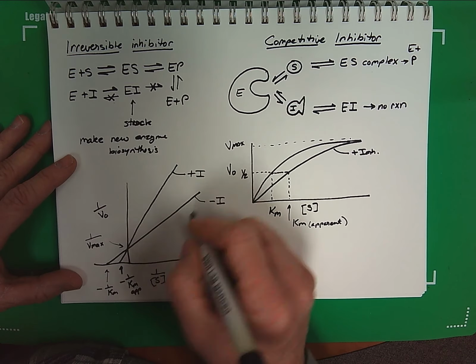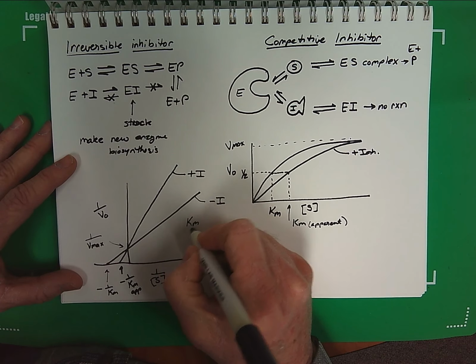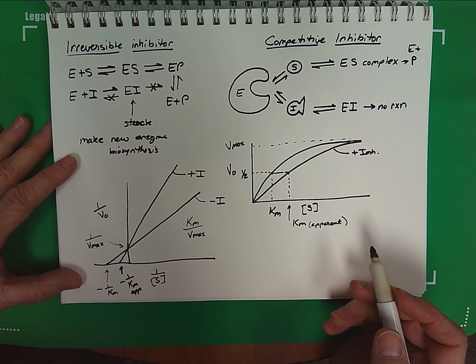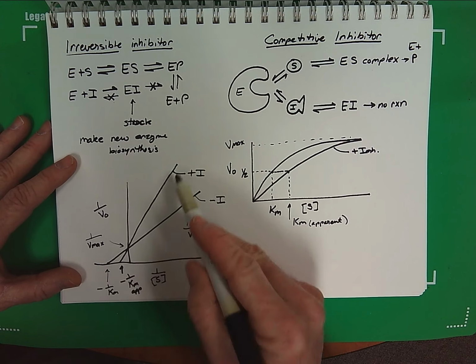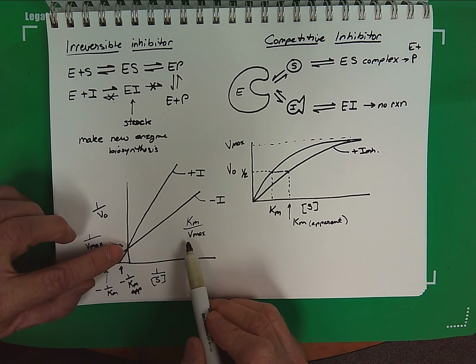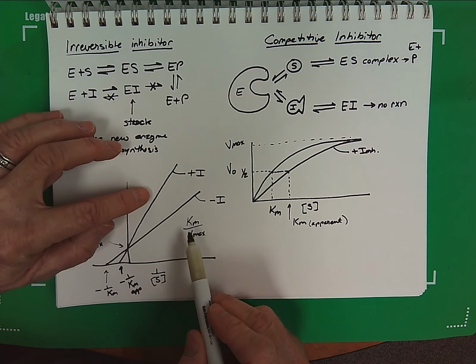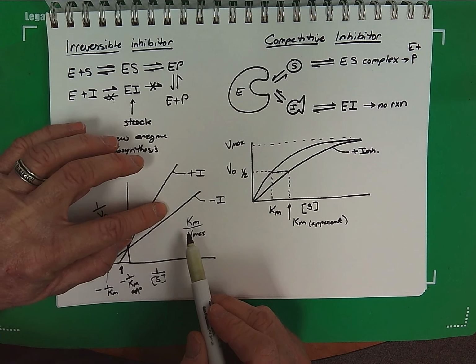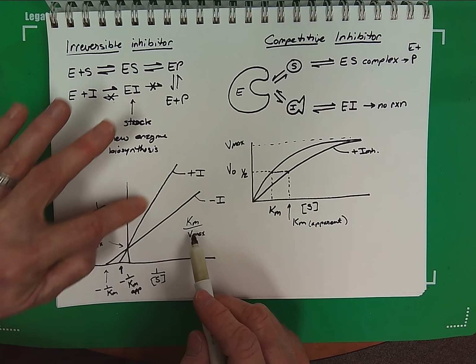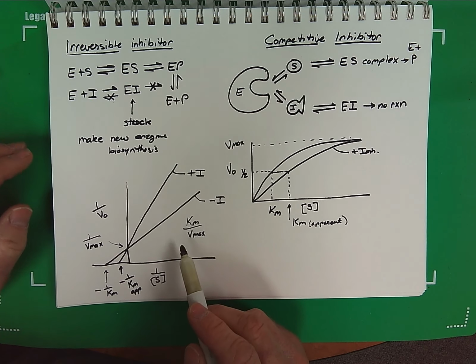Recall also that the slope of these lines is Km over Vmax. So if we look at the slopes of these lines, we'll see that the Vmax is the same for both, but the Km is higher with inhibitor than it is without inhibitor, and so this means that with inhibitor we will have a greater slope, confirming our line.